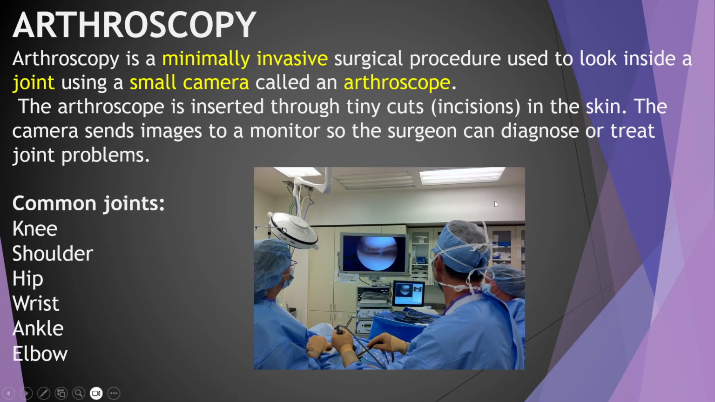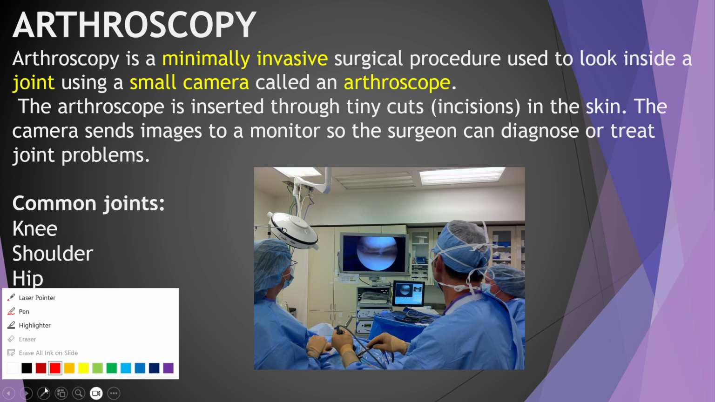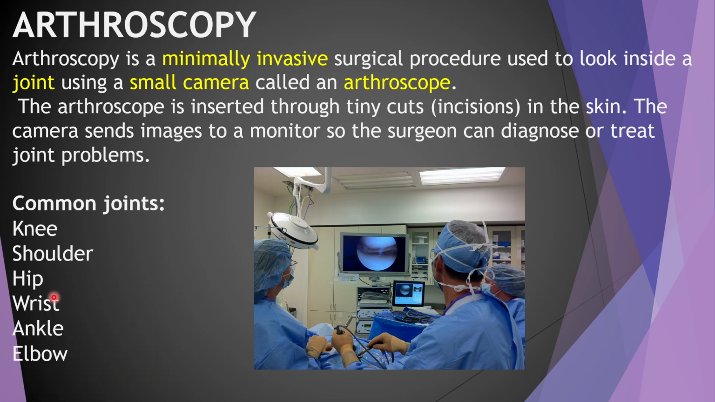So, first of all, what do you mean by arthroscopy? The word arthroscopy comes from arthro, meaning joint, and scopy, meaning visualization, or looking. So we can say visualization of the joint, and arthroscopy is a minimally invasive procedure which is used to look inside the joint using a small camera which is known as the arthroscope.